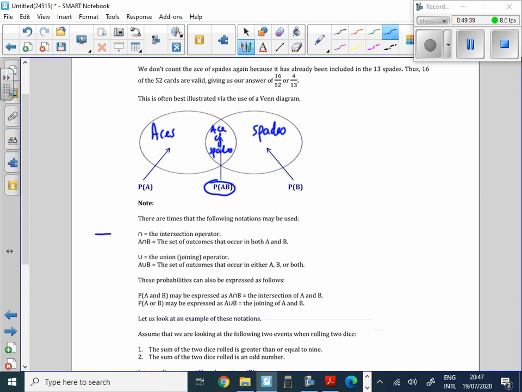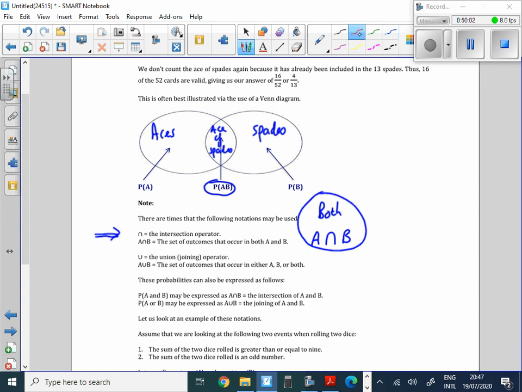Okay, it looks like this. We call it the intersection operator. If we go like this, A, B, with the intersection operator, what does that mean? The set of outcomes that occur in both A and B.